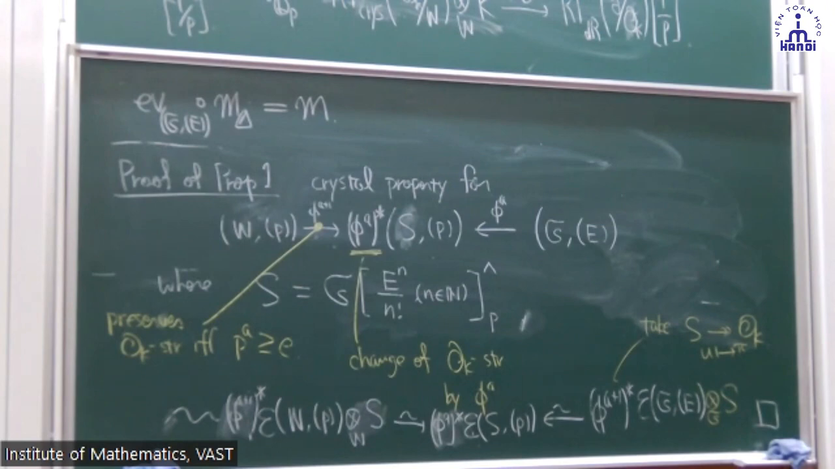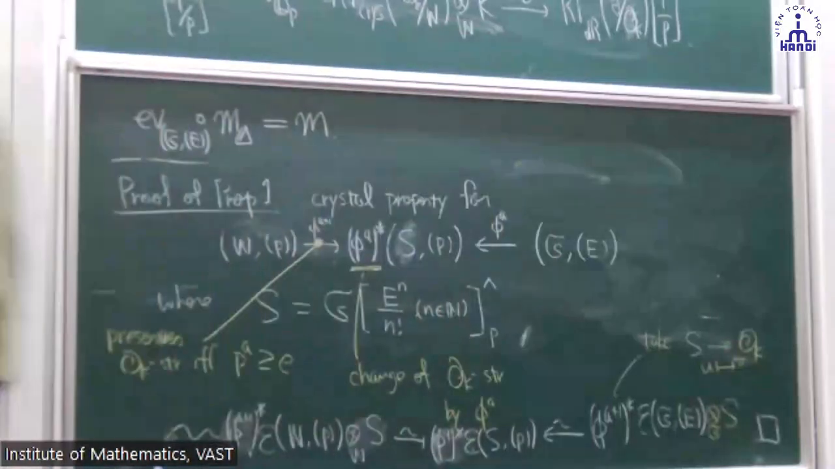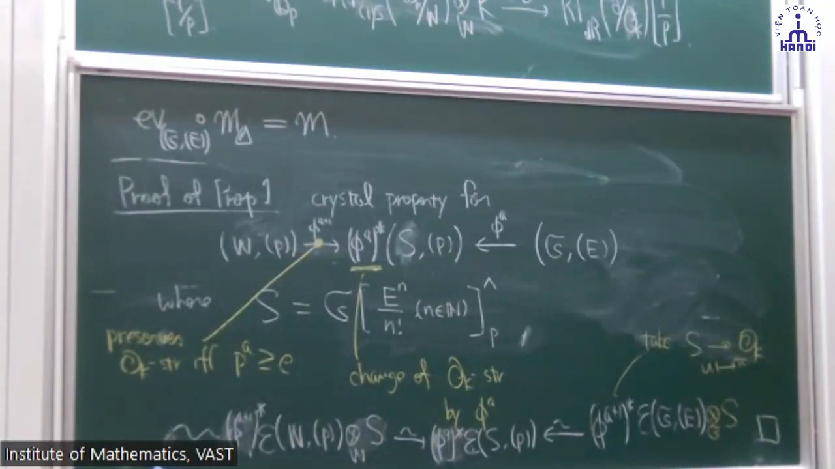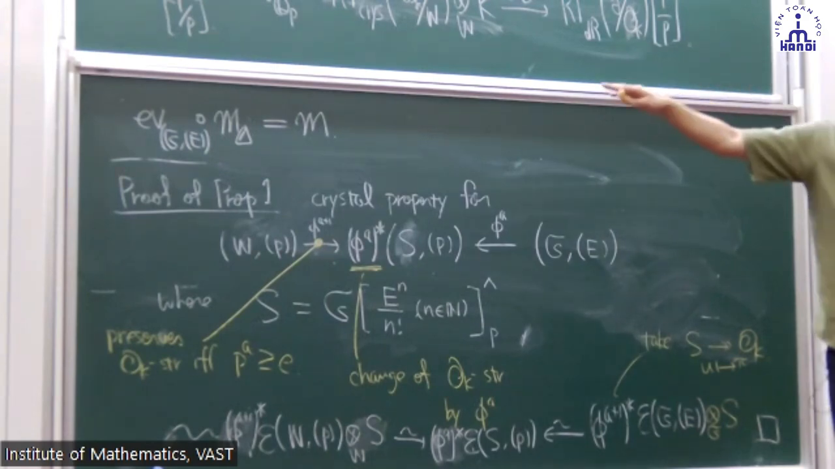And finally, let me talk about the relation with some other theory. Pi to the A is an integer, a sufficiently large integer. Yeah, so I'm claiming this holds for any such A.